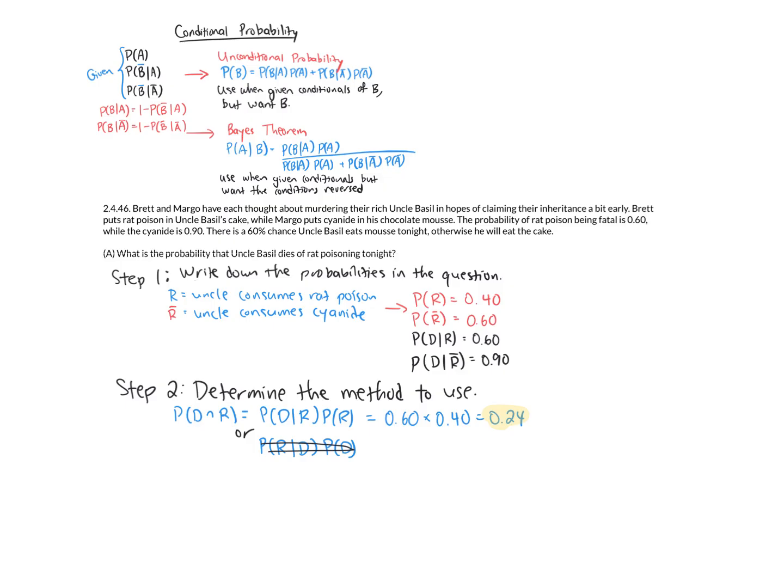Plug in the numbers that you were given, and we find there is a 24% chance that Uncle Basil will die of rat poisoning tonight. Recall, this is not the 60% figure in the data because Uncle Basil might not even have the rat poison dessert tonight. He might have chocolate mousse, in which case there is a 0% chance of death by rat poisoning.